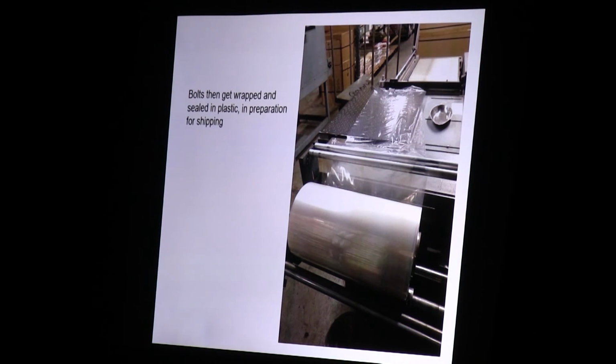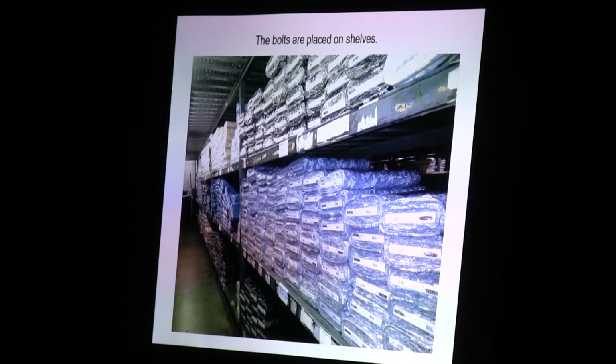The bolts then get wrapped and sealed in plastic in preparation for shipping. And then they're placed on the shelves. You'll see all the little sticky places. That's where they put all the part numbers. And they'll have one whole collection. We'll go down a portion of an aisle. The aisles are very long and tall. And those are very full shelves. You can help us with that.